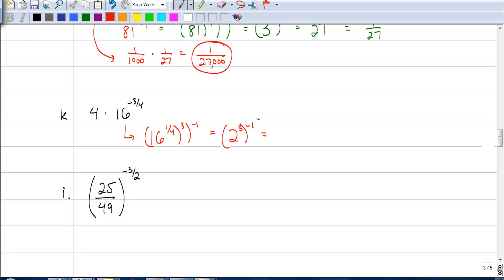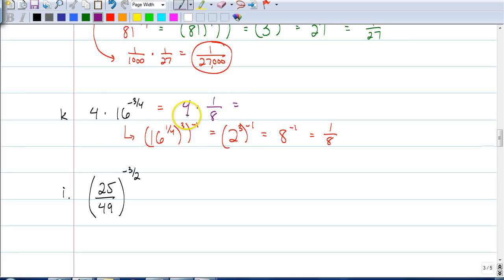Okay, so 2 cubed is 8, and now we apply the negative. So this would be 1/8. Again, that's not my final answer. All I've done is simplify this. So now instead of 4 times 16 to the negative 3/4 power, it's 4 times 1/8.